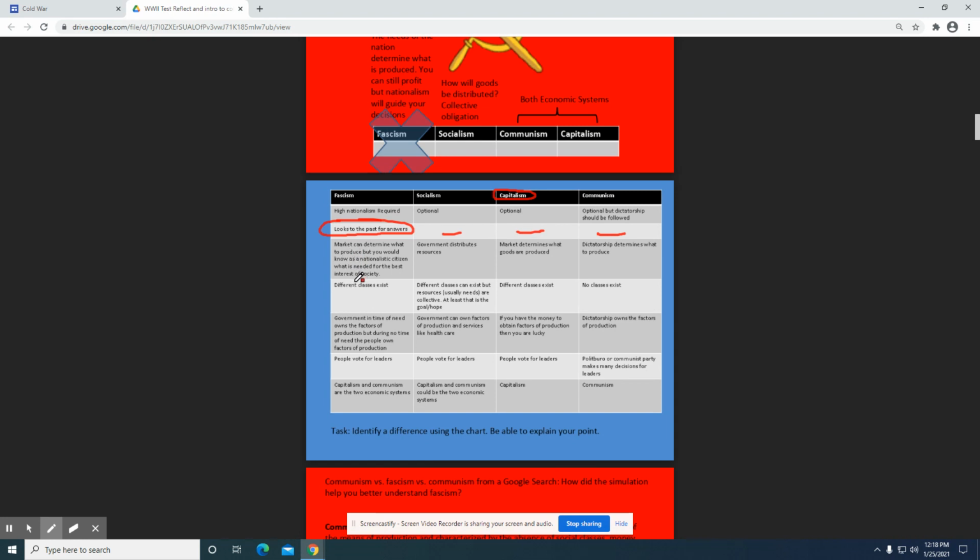This section right here is looking at markets can determine what to produce, but you would know as a nationalistic citizen. So here they're looking at, once again, the component of nationalism. In a communist state, the dictatorship determines what to produce. So in this case, you have a resource like metal, and then the dictatorship or the government determines how many tanks they would need to produce utilizing the resource or this factor of production of metal.